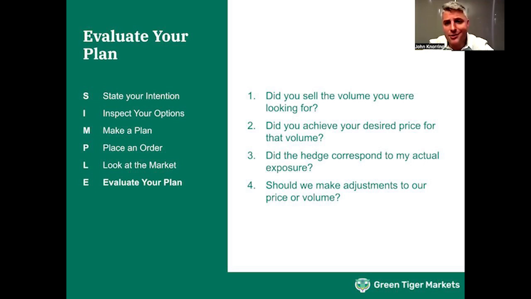So in addition to, did you actually sell anything? Did you sell the amount that you wanted to sell? It's important to look at your hedge and say, I sold and the market went down and my hedge made money, but does this correspond to the actual exposure that you have? If your firm lost more money on the physical side of the business than the financial hedging offset, it's important to look at why that is. If I only sold 50% of the volume and the price collapsed, I shouldn't expect that just because I, quote unquote, hedged, I would completely offset my exposures. So perhaps make adjustments to your price or volume.